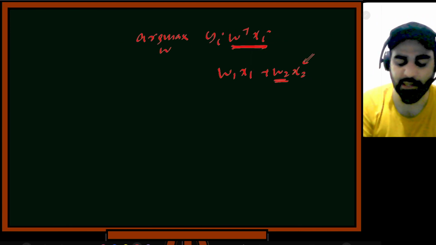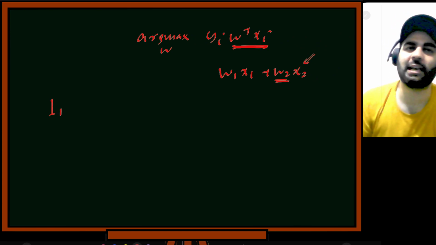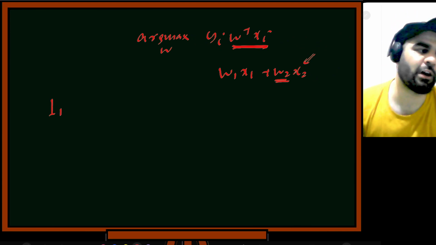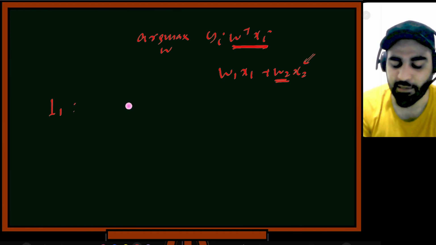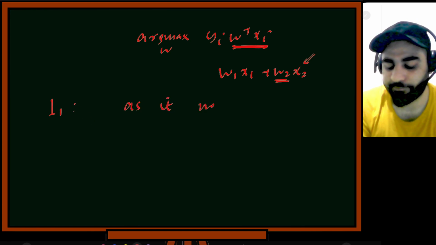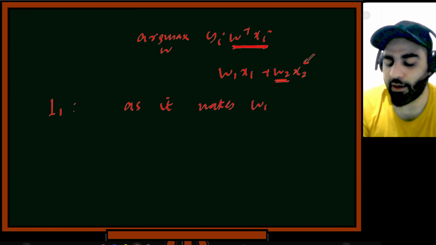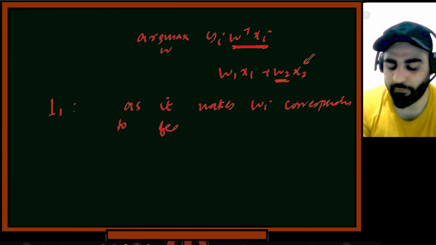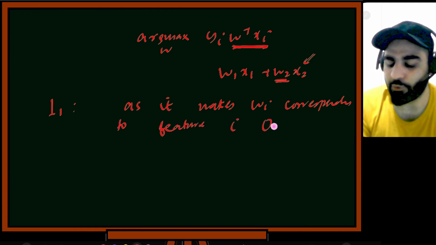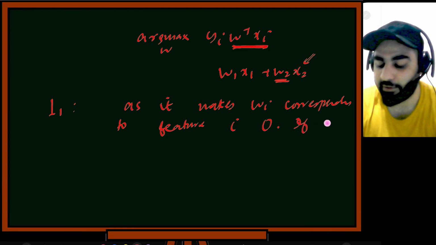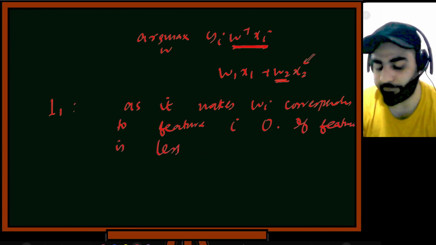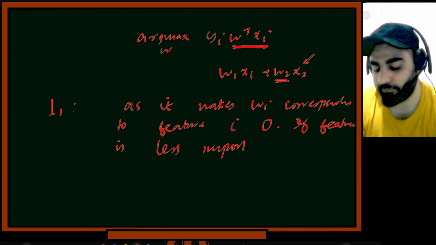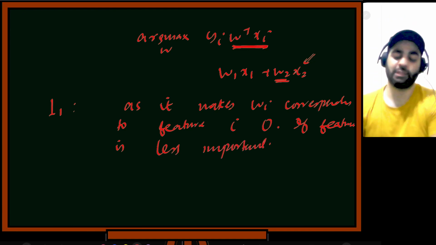So why do we use this L1 regularization? It is because when you apply L1, it makes this Wi 0 for unimportant features. So we use L1 regularization sometimes as it makes the Wi corresponding to feature i 0, if the feature is very less important. That's why we use these L1 and L2 regularizations.